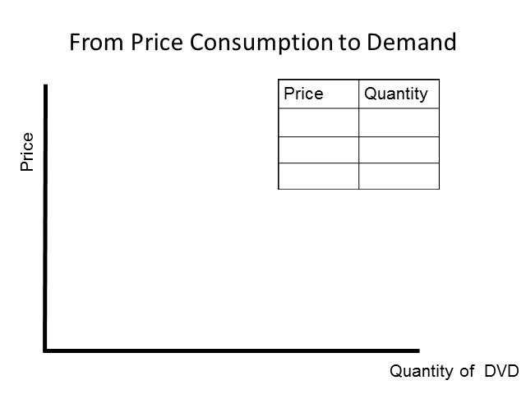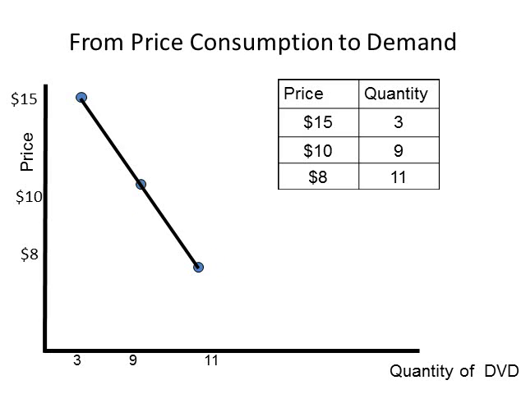Let's take a moment to graph the prices and the corresponding quantities. When the price of a DVD was $15, the quantity was 3. When the price of the DVD was $10, the quantity was 6. When the price of the DVD was $8, the quantity was 11. Connecting the dots together shows the characteristics of a demand curve. The quantity demanded increases as the price decreases.